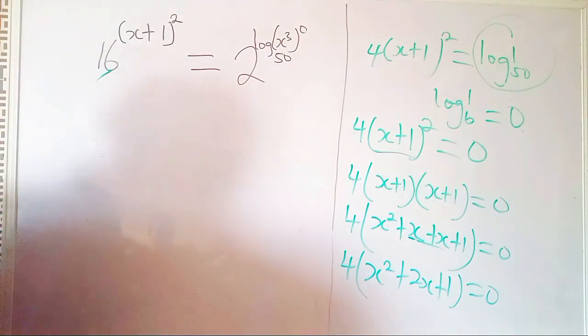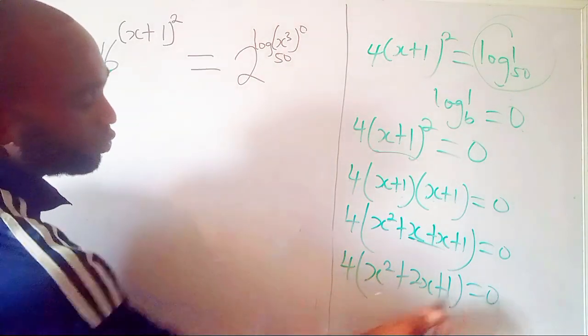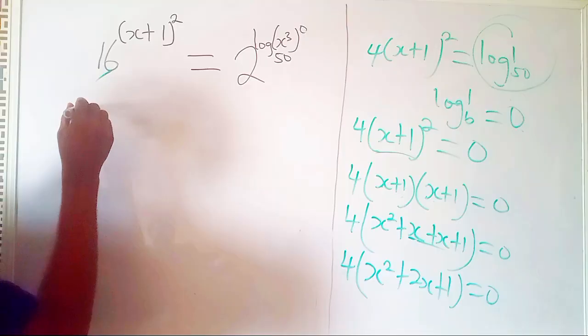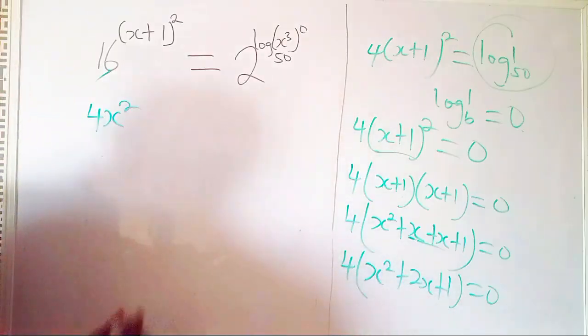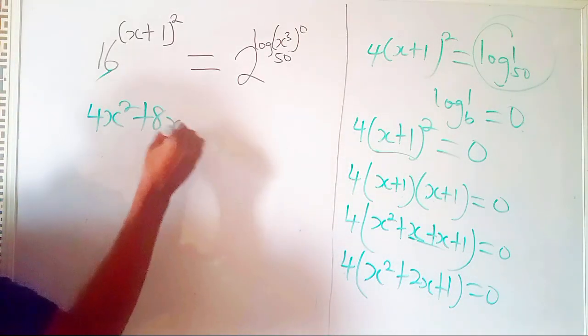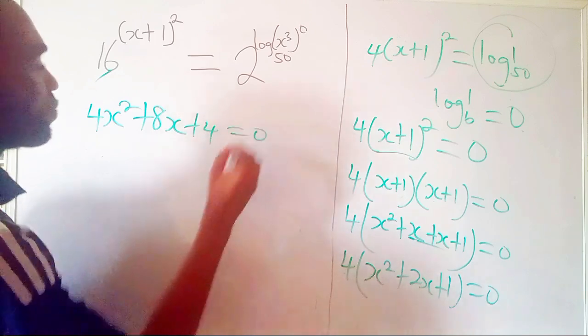We now use this 4 to open this bracket. We'll have 4 to the power of what? 4x to the power of 2. Then 4 times 2x, that gives us what? 8x. Then 4 times 1, that gives us what? 4. That is equated to 0.